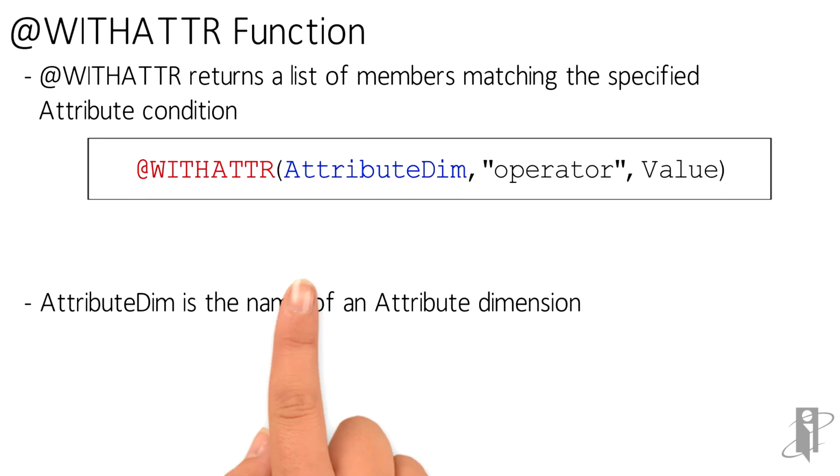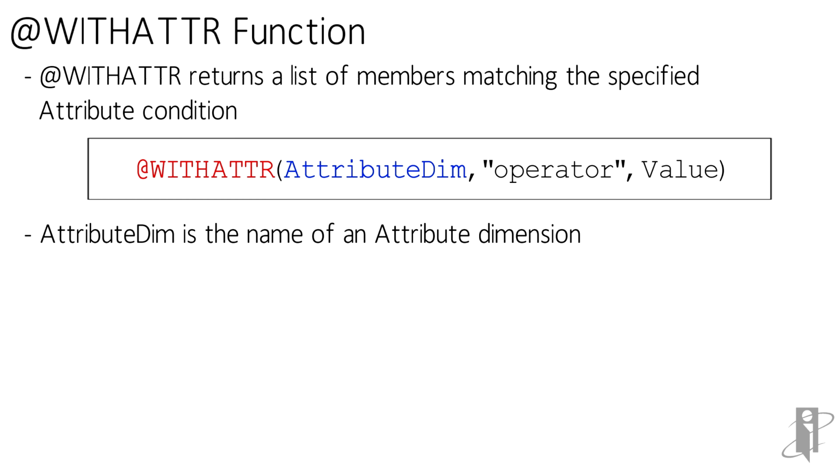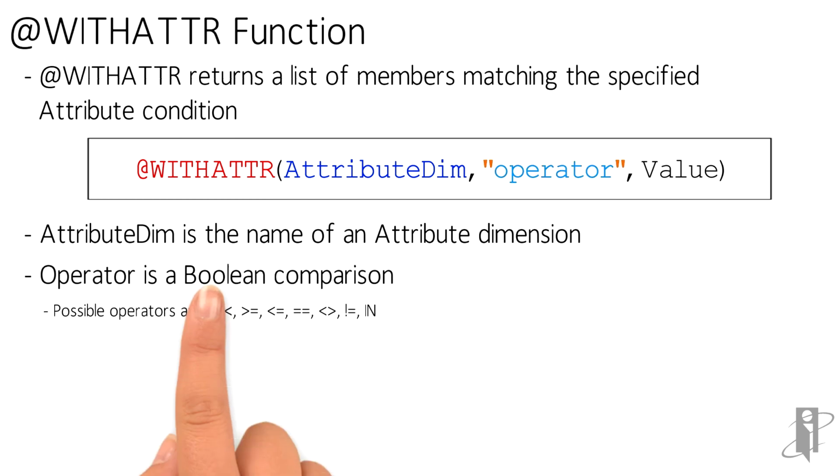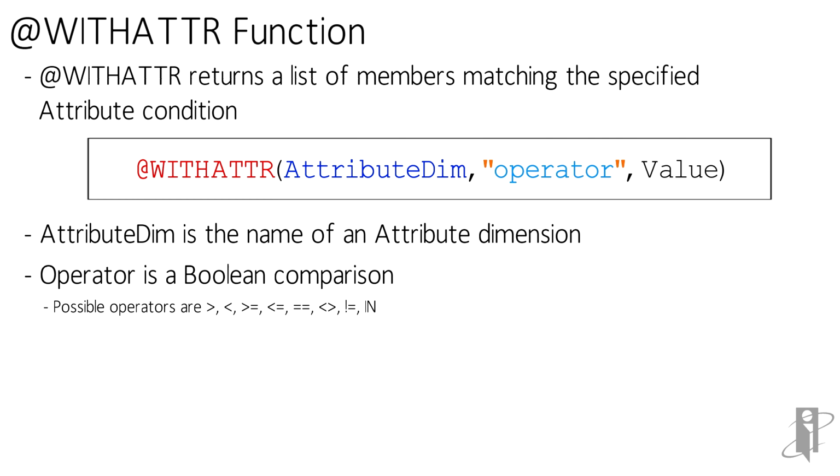Attribute dim, easy one. Name of an attribute dimension, like ounces or package type. Operator, still pretty simple. It's some sort of Boolean comparison. Greater than, less than, greater than or equal to. Little bits of trickiness. If you want to test for equality, use a double equals. If you want to test for not equal to, you can either say less than, greater than, or you can do it the cool way, exclamation mark equals.